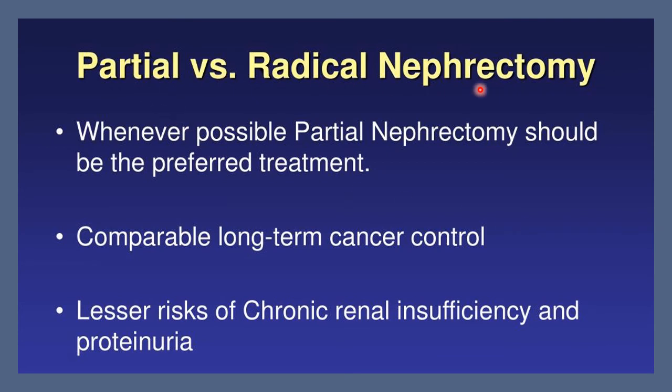Partial versus radical nephrectomy. Whenever possible, partial nephrectomy should be the preferred treatment. Long-term cancer control is comparable. The cancer control by partial nephrectomy is comparable to radical nephrectomy. There are lesser risks of chronic renal insufficiency and proteinuria.